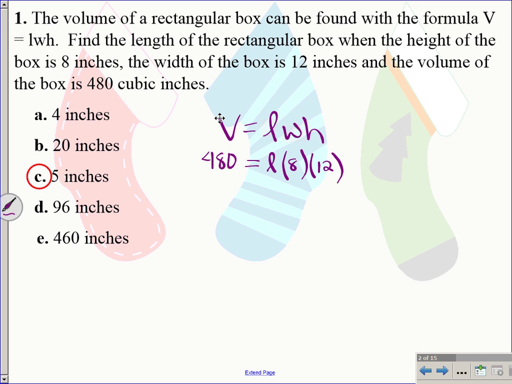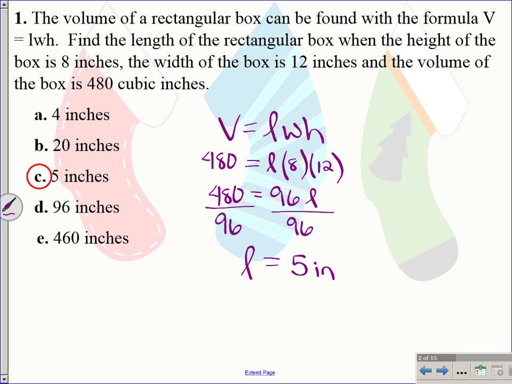So the first thing you should do is calculate 12 times 8, which is 96. And then to solve for the length, you just divide by 96. And 480 divided by 96 is 5 inches. So that made the answer C, 5 inches for number 1.